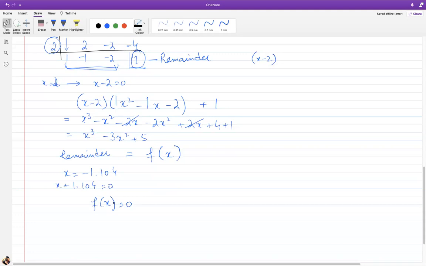Now, how come this is a root? It's a root because the remainder, as I've already told you, remainder is f of x. So the remainder, when f of minus 1.104 is put in, that is 0. That's the remainder. So that means this thing is a factor.